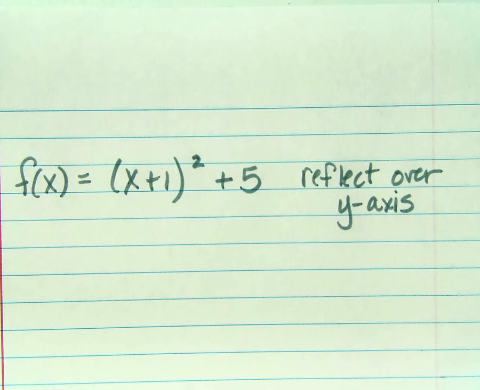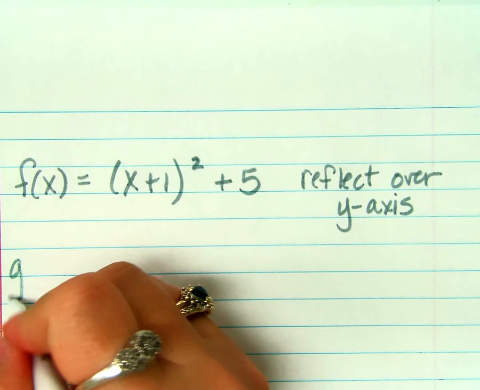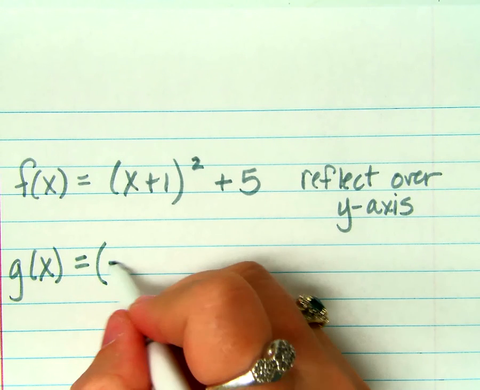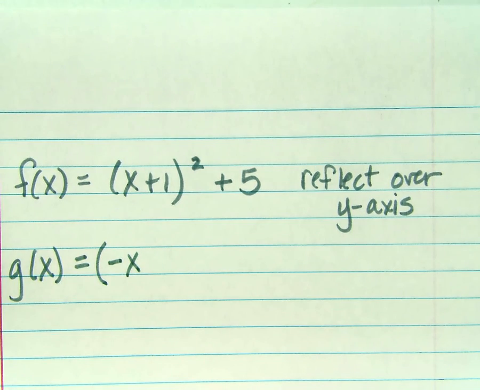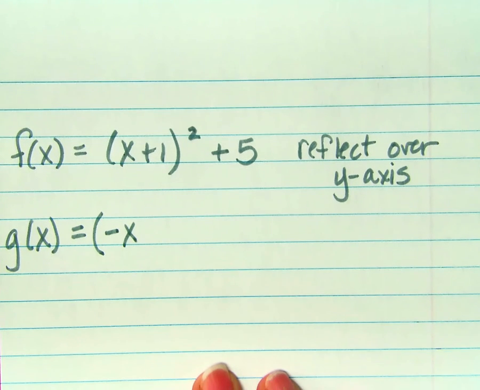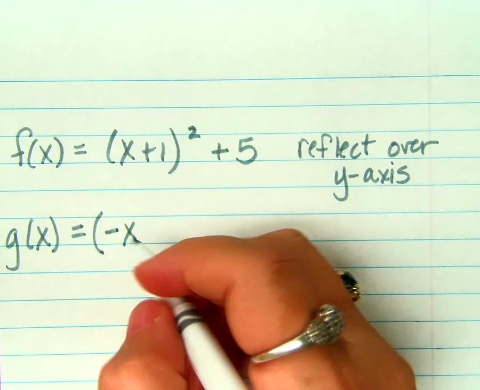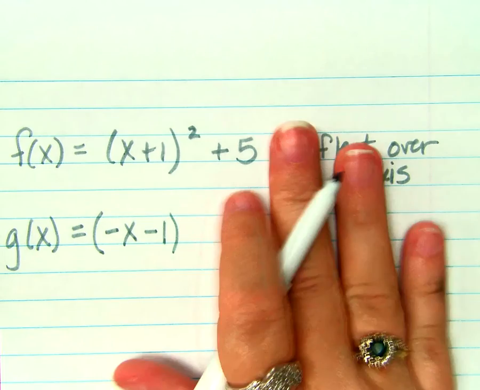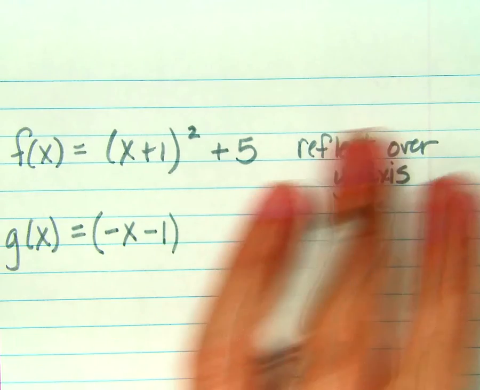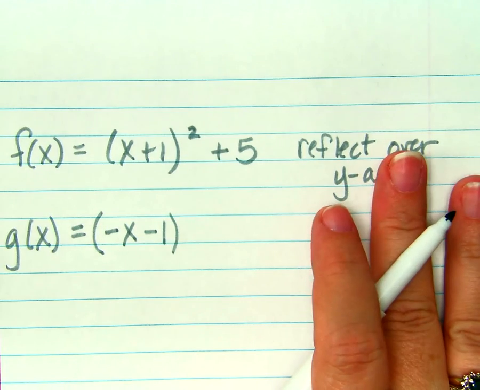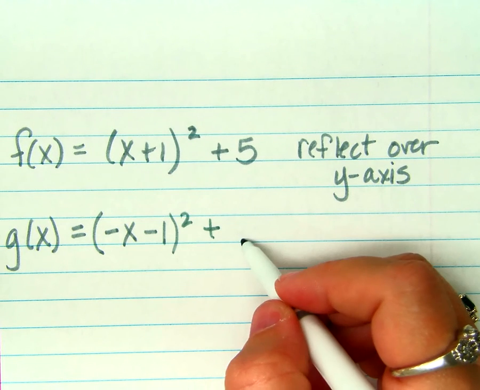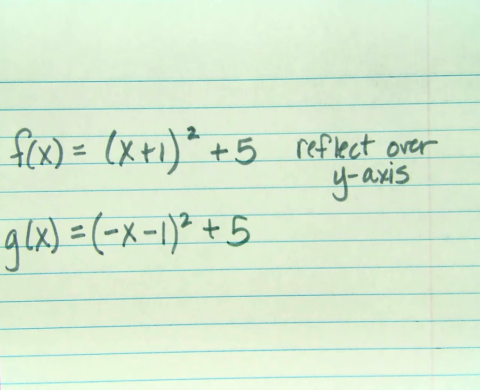What you got? Parentheses, negative x minus 1. Why is it minus 1? It's the y. It's changing everything. Like all the horizontal things, it's changing, right? This is a horizontal thing. Is it changing the vertical? No. Questions?